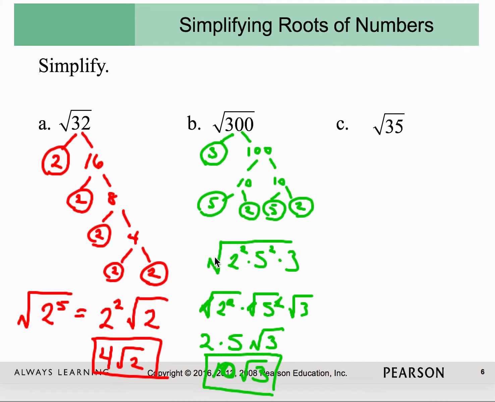So from up here, think about this. 2 goes into 2 1 time, I could bring out 1 2. 2 goes into 2 1 time, I could bring out 1 5. 2 does not go into 1, so this remains under the radical.